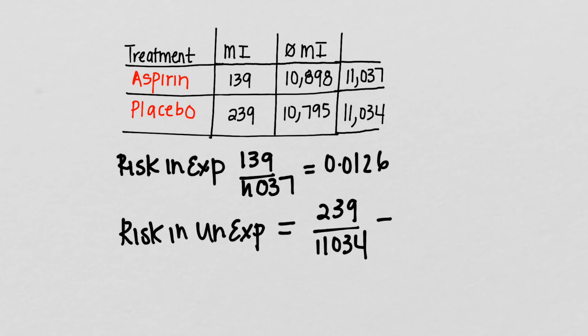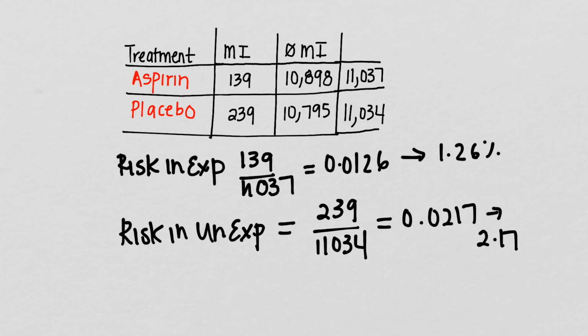So we have the risk in the exposed group being approximately 0.0126, and the risk in the unexposed group approximately 0.0217, and you can calculate those to confirm those numbers. We could make these percents, right? So this would be 1.2%, and this would be equal to 2.17%. And we could say, okay, the group assigned to take aspirin here had an incidence of 1.2%, while the placebo or the unexposed group had an incidence of about 2.17% of myocardial infarction.